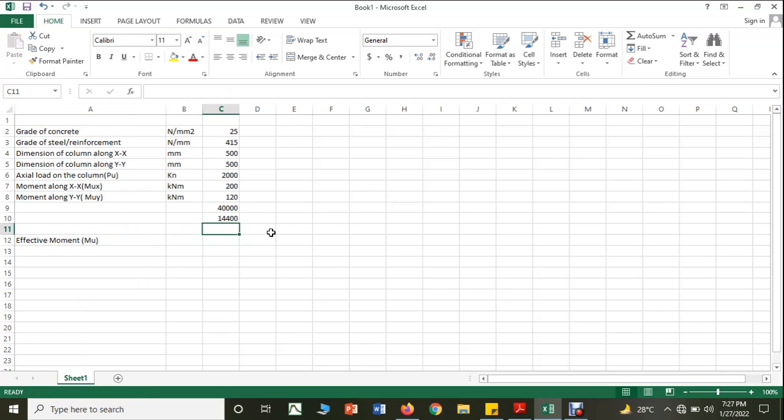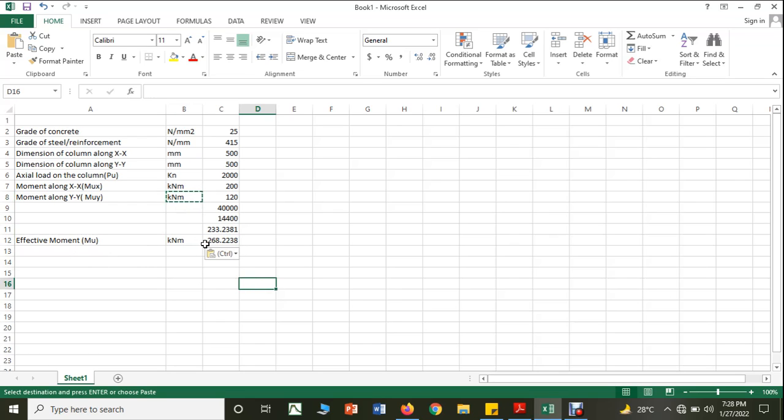Okay, so let us take the square root of this plus this, and that will be this value. And finally, my final moment, that is the effective moment Mu, will be 1.15 into this value, which will give you an effective moment of 268.2 kilonewton meter. So it will be in kilonewton meter only.